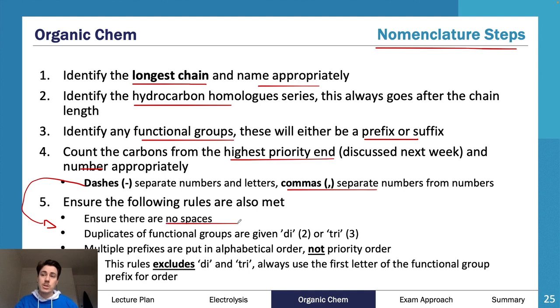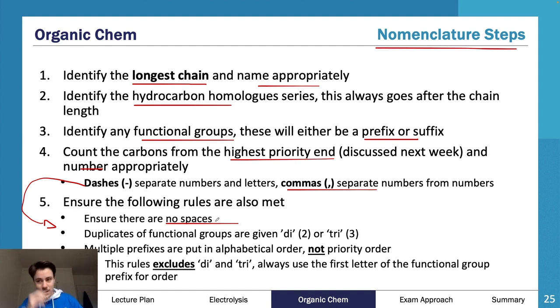So you need to ensure there are no spaces in your word. The only things that accept spaces are if you're doing a carboxylic acid, so it's an oic acid, or an ester where you've got an yl oate, you're going to have gaps there. There's spaces there. That's acceptable. No other point is it acceptable.